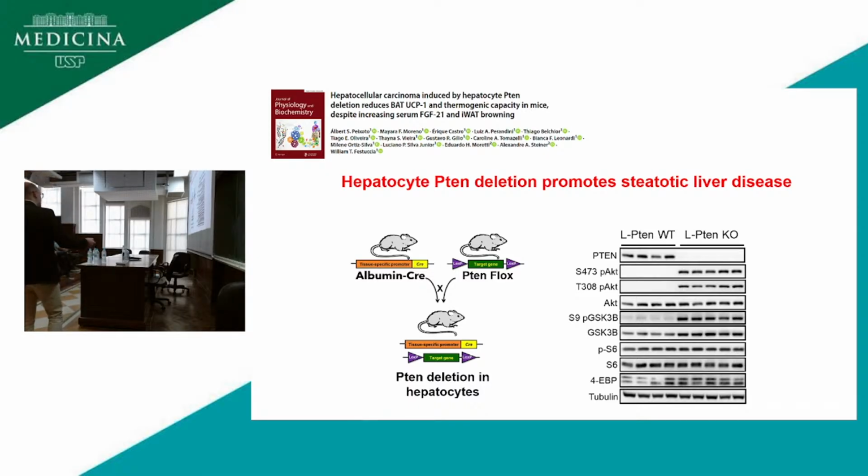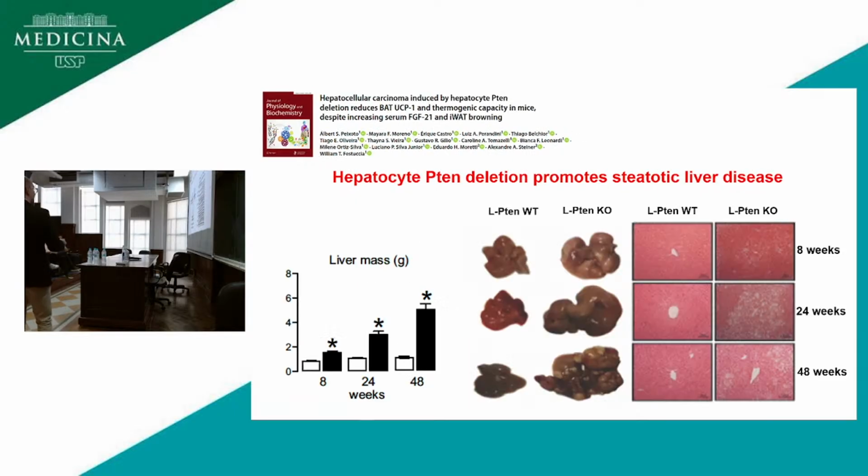So when we deleted PTEN in hepatocytes, what we have is a constitutive activation of the PI3 kinase pathway, as you can see here by the marked increase in liver content of the phosphorylated AKT. We know that this PI3 kinase AKT pathway is a strong activator of de novo lipogenesis. And as expected, this deletion of PTEN drives a marked, progressive increase in liver mass.